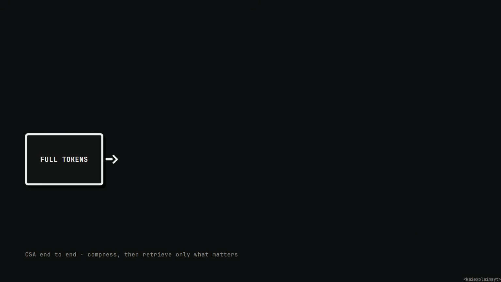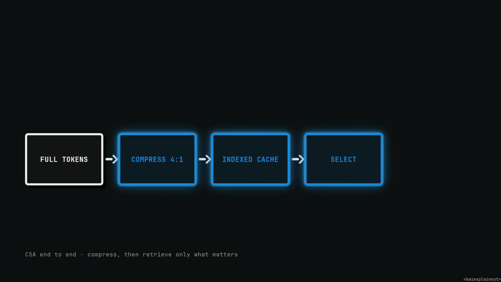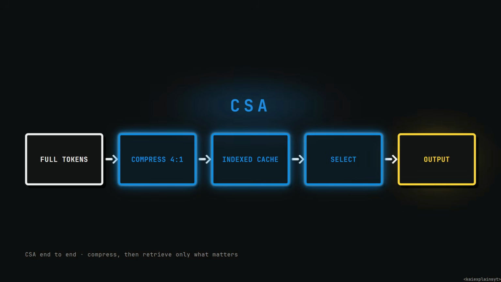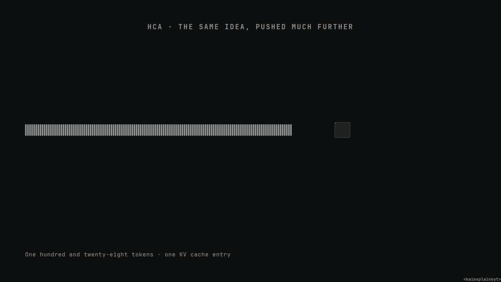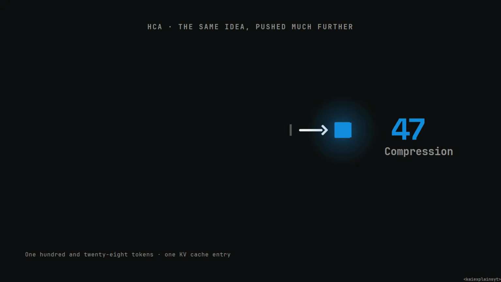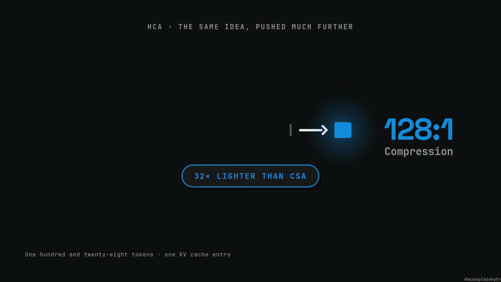Now, HCA pushes the same idea much further. Instead of 4 tokens into 1, it compresses every 128 tokens into a single entry, which makes it 32 times lighter than CSA. Because that memory is now so small, the model can attend to all of it densely. It looks at everything. What it gives up is precision. HCA isn't for pulling one specific fact out of deep inside a document. It gives the model a cheap read on the entire context, a one-page summary of everything it has seen.